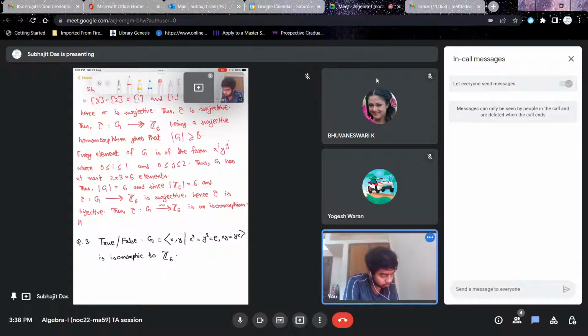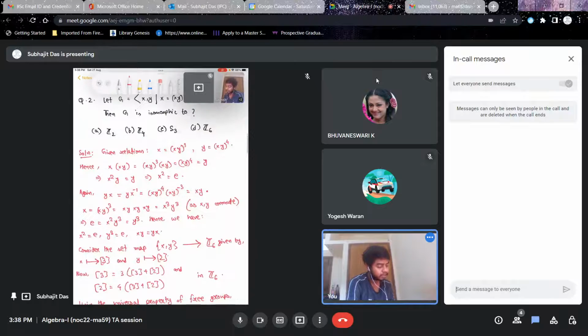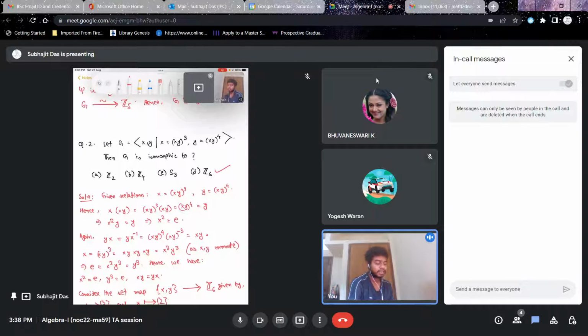Consequently, G is isomorphic to Z6, right? And therefore the correct answer here is this. So Z6 is the correct answer.